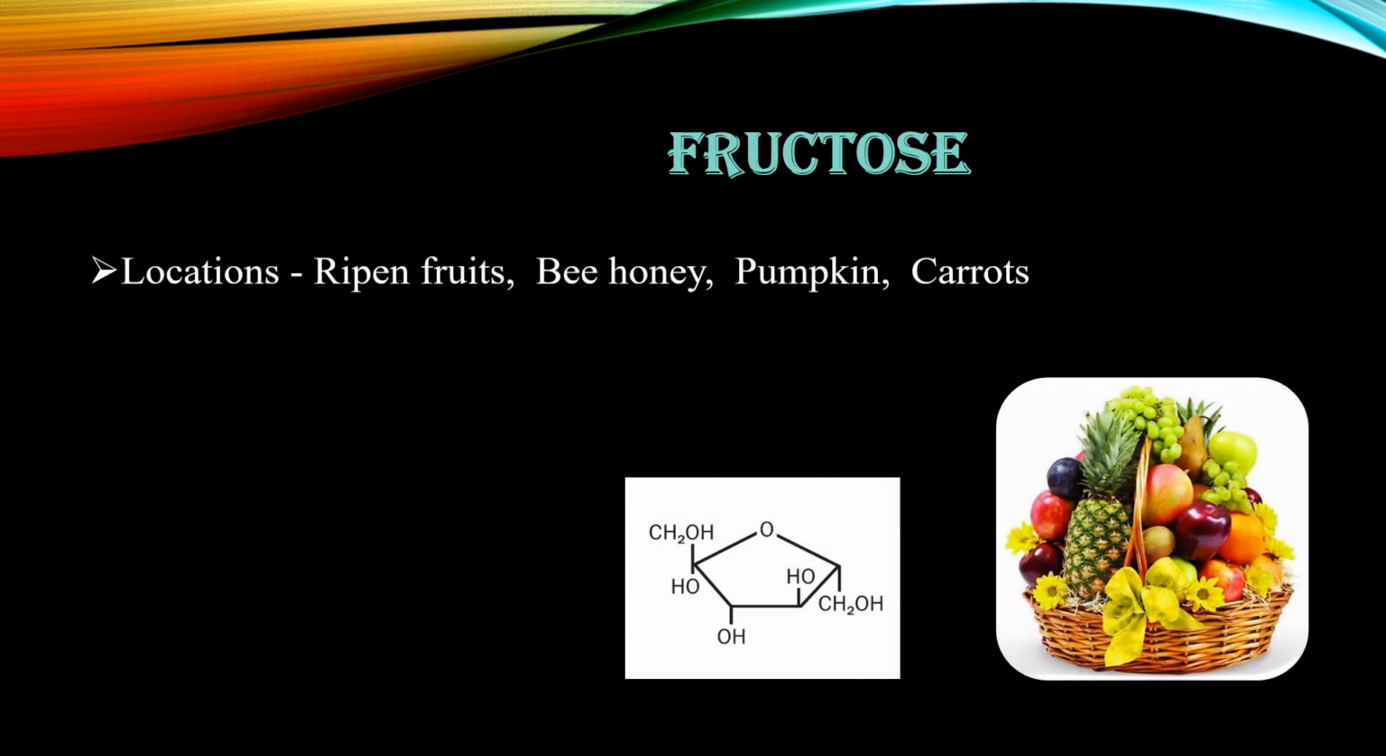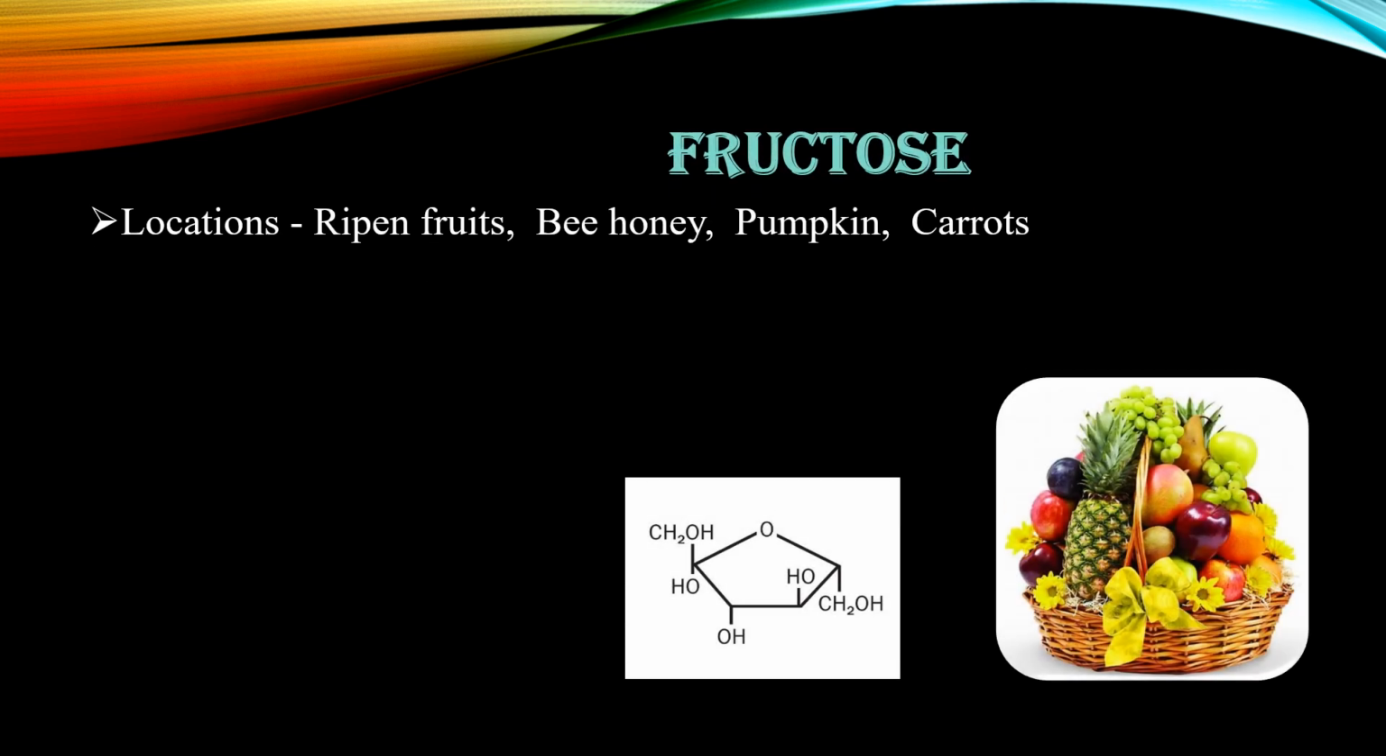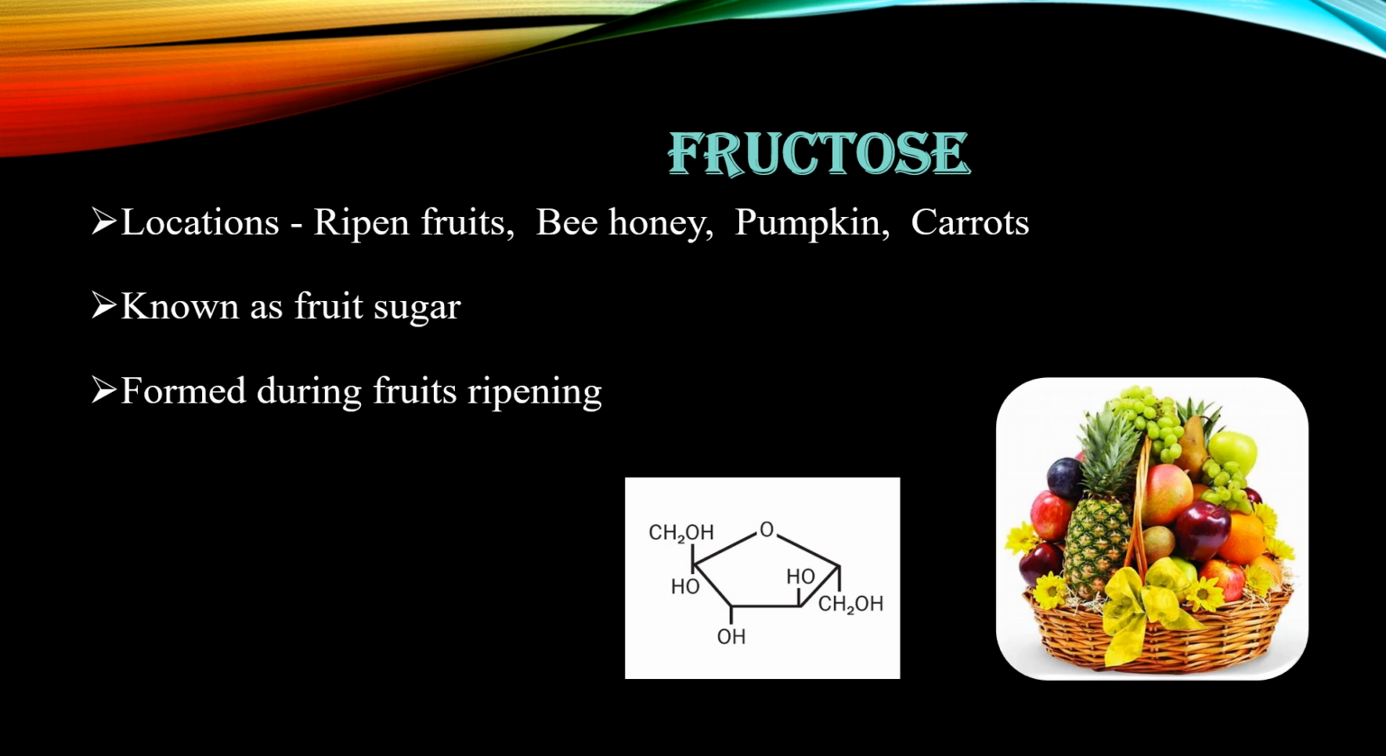Fructose. You can find fructose in ripened fruits, bee honey, pumpkin, and carrots. Fructose is known as fruit sugar. Well, fructose is formed during the ripening of fruits. Fructose is the sweetest sugar.